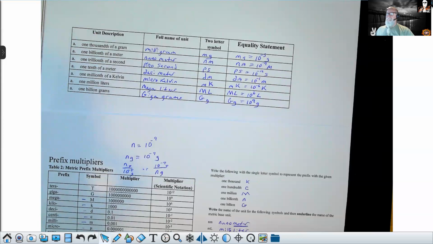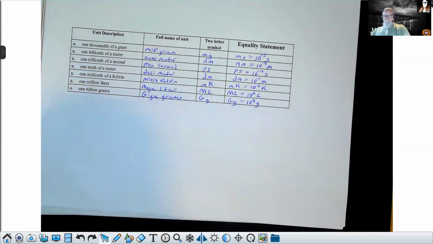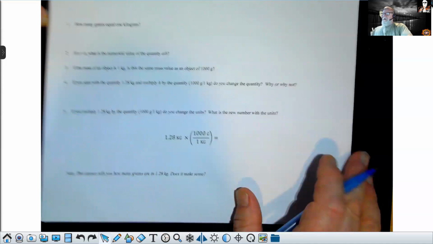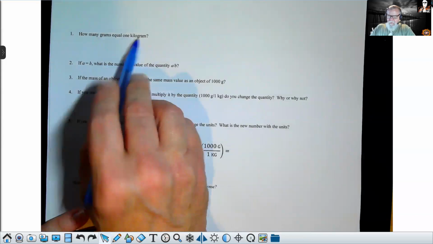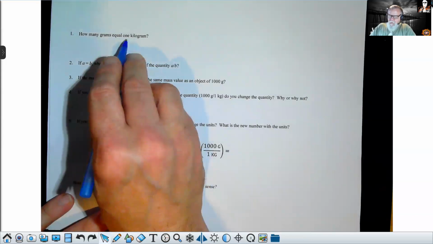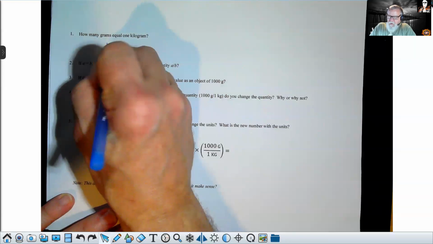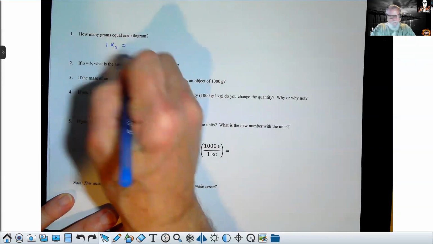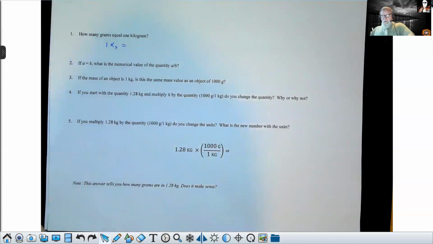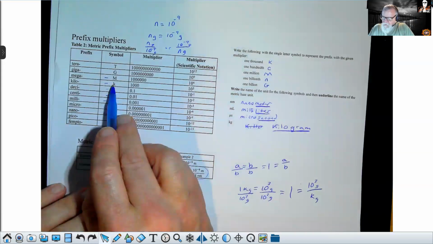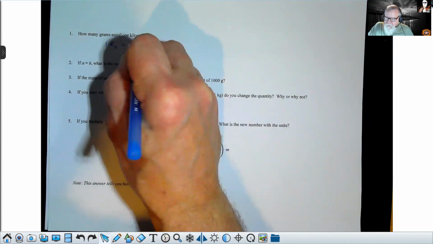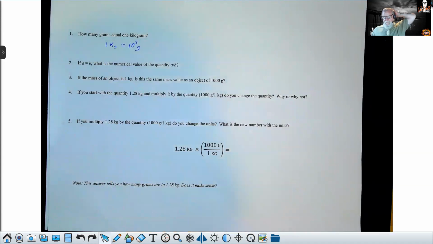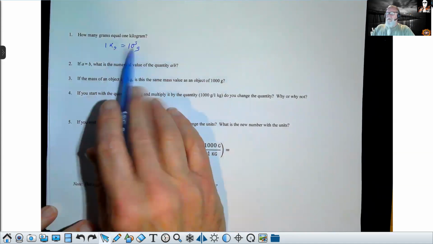All right. Let's do something different now. How many grams equals 1 kilogram? So 1 kilogram is equal to, well, let's go back to our list here again. Kilo is 10 to the 3. So it's 10 to the 3 grams. 1 kilogram equals 10 to the 3 grams.